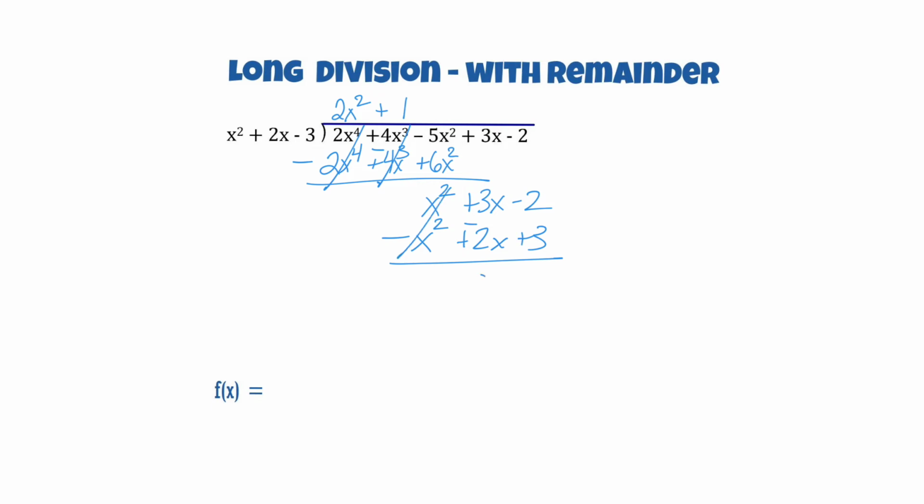So a 3x minus 2x, a negative 2 and a positive 3. And what I have left there then is the remainder. So this one didn't come out nice. It's okay. Not everything does.